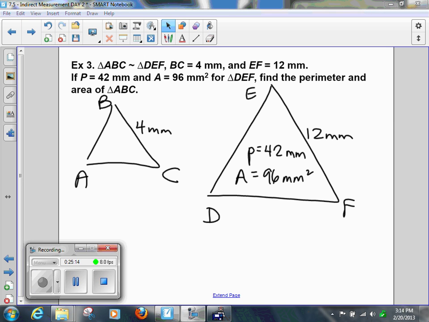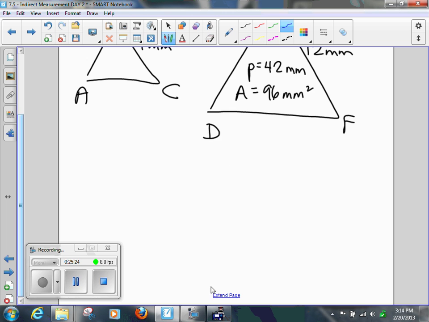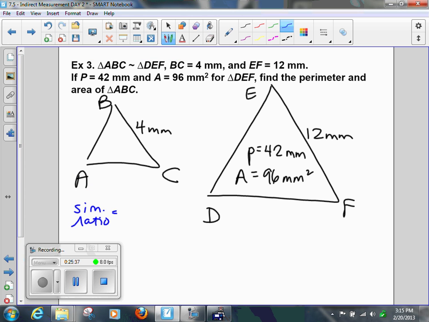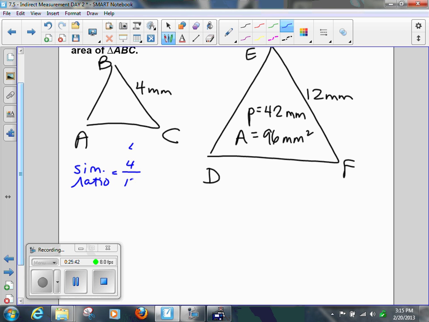All right. Now, folks, here's the thing. When I looked at this, I'm going, this is weird. Okay, this is strange. First thing I have to do is find the similarity ratio. That's a piece of cake. It does not matter how you go. I just go from left to right because I'm not told in my problem which way I need to go. So I'm just going 4 over 12, and I reduce that to 1 over 3, right? That's my similarity ratio.